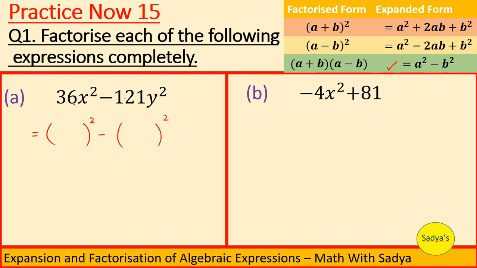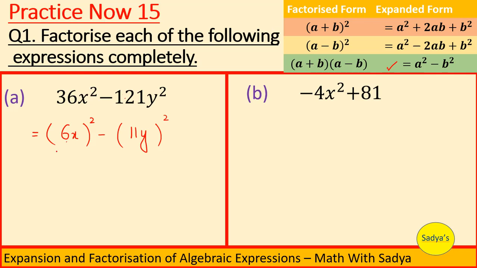Now which number when squared gives us 36x square? It is 6x. And which number when squared gives us 121y square? It is 11y. See how remembering the perfect squares can help us solve these questions easily. So I recommend you to watch the video on squares and square roots and learn the perfect squares from 1 till 225. Don't worry, they are just 15 numbers.